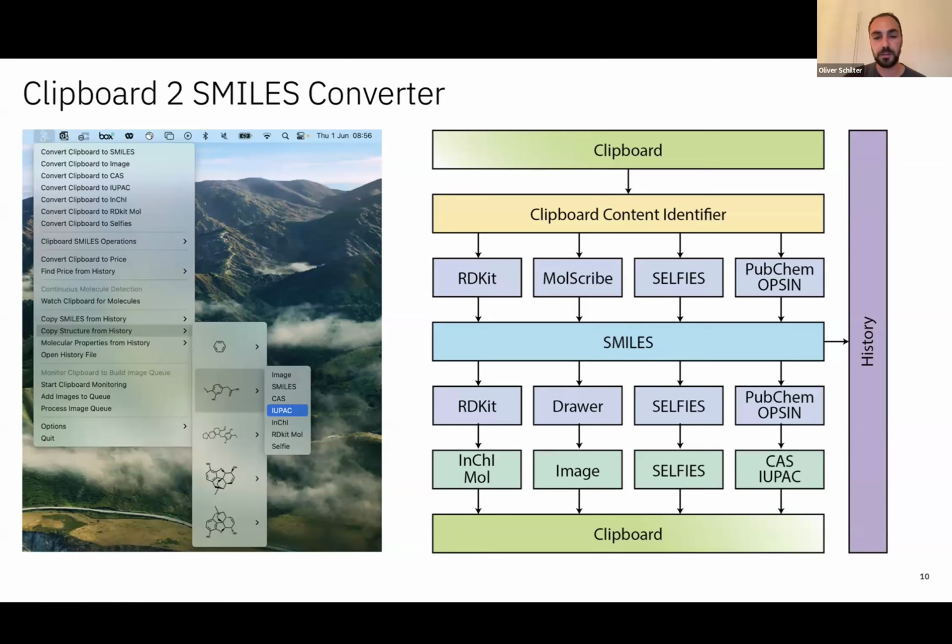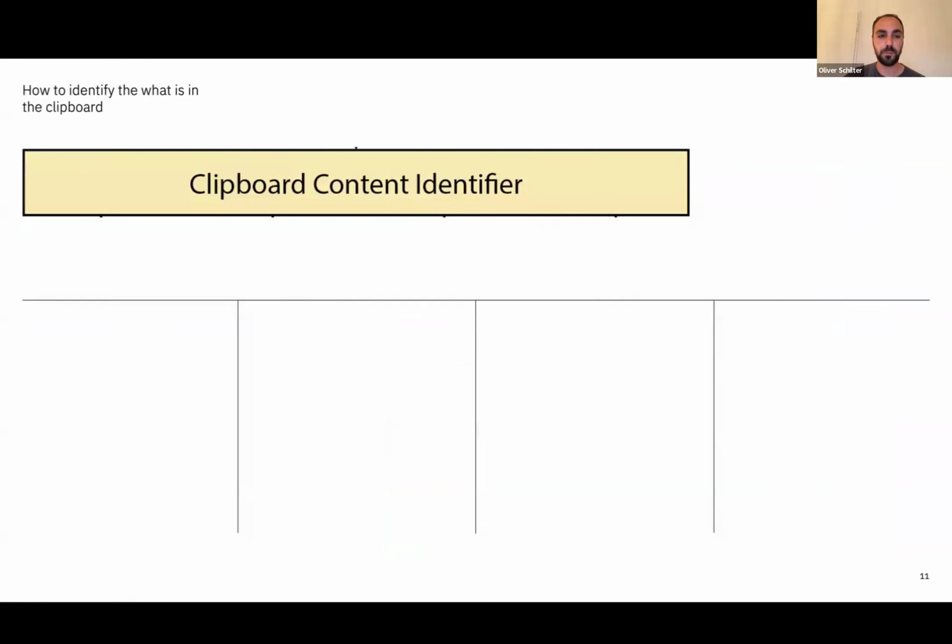Later a bit more to that. Let's focus first on the clipboard content identifier. How this is done is in simple four steps.